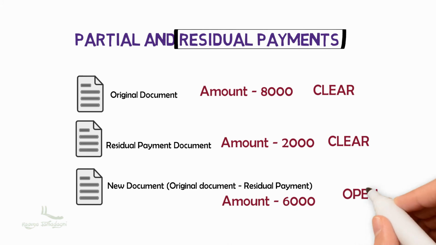So, to summarize, if I use the partial payment option, then I can track the original document and its pending document. But when I use the residual document, since the original document is cleared and a new document is created, the details of the original document are lost. Let me create the partial payments and residual payments in the SAP system so that you will get a clear idea about it.